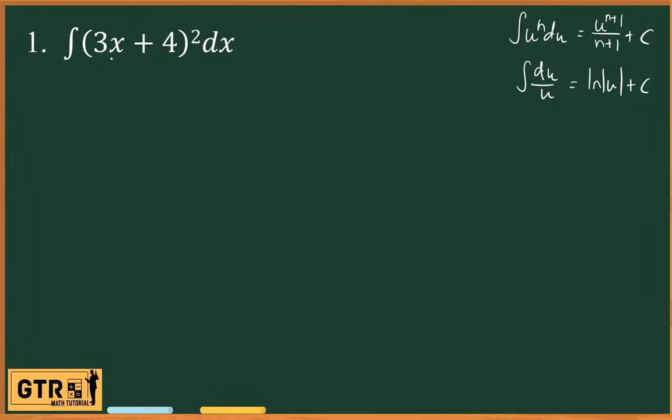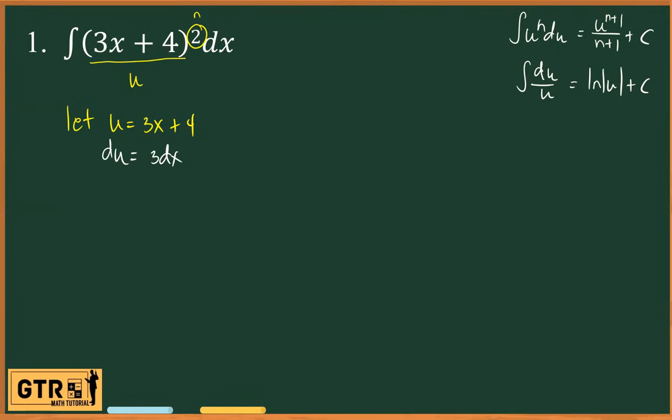Okay, so for this example, we will use u to the n du since we have exponent square. So by simple substitution, we will let 3x plus 4 as our u, and then the exponent 2 is our n. Okay, so if we let u equals 3x plus 4, and then get the differential of both sides, therefore we have du is equal to the differential of 3x plus 4, which is 3 dx.